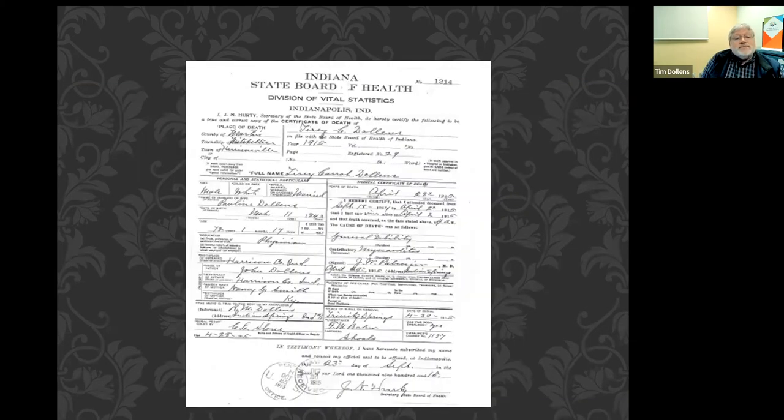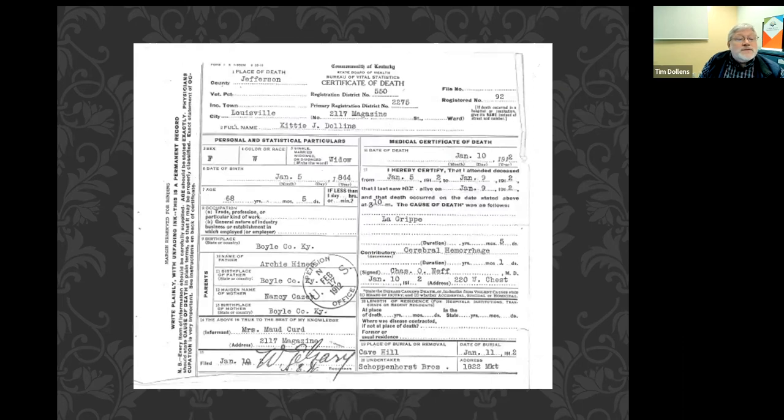Here's one from the State Board of Indiana. Again, it's got the name of the deceased, their parents' names, and it's got that seal. Of course, I'm going to talk more about this as I get through the slides, but I want to show you examples from different states because, like I said, every state is different in what they ask for. Here's one from the state of Kentucky. But again, these records weren't designed for us genealogists. They were designed for public health, to track contagious diseases or other diseases that were affecting the population in general.